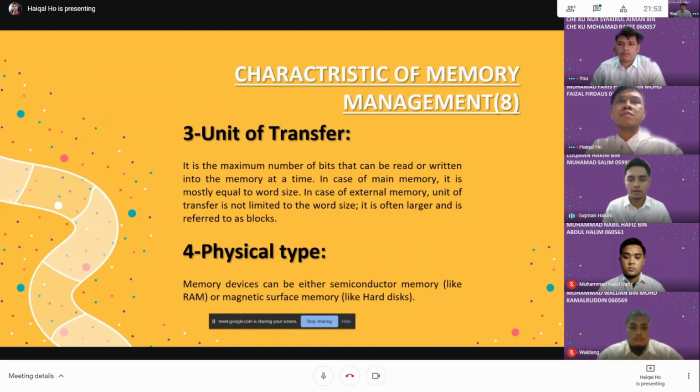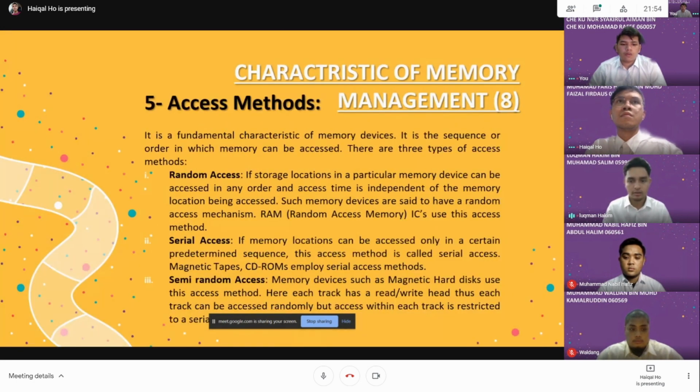The fourth characteristic is access method. It is a fundamental characteristic of a memory device. It is the sequence or order in which memory can be accessed. There are three types of access method, which are random access, serial access, and semi-random access.